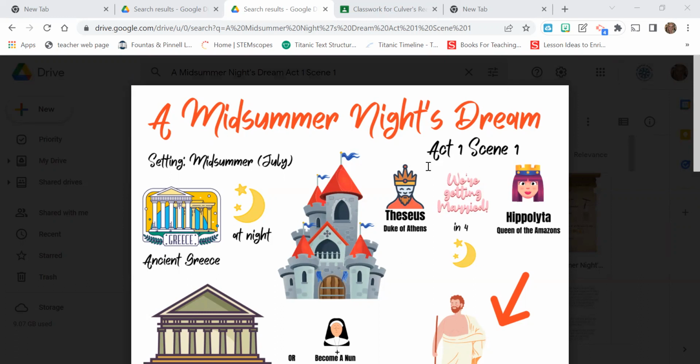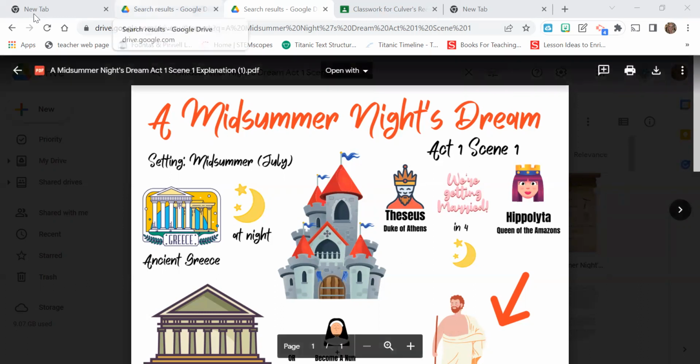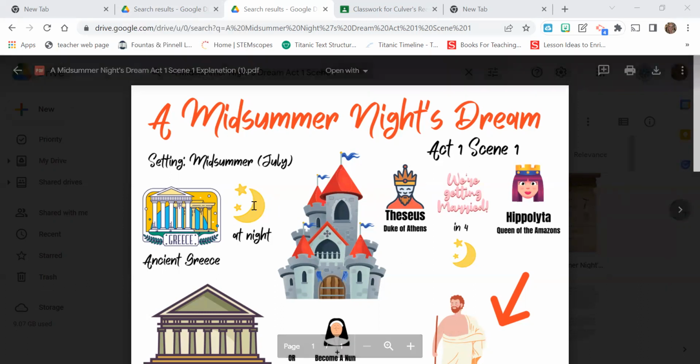So today we went over Act 1, Scene 1, and the setting is in midsummer. Midsummer would be July, because we have June, July, and August. So midsummer is July. Night, it happens at night, and then there's going to be a dream.